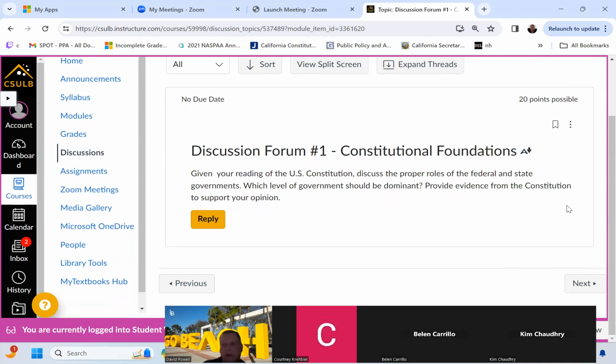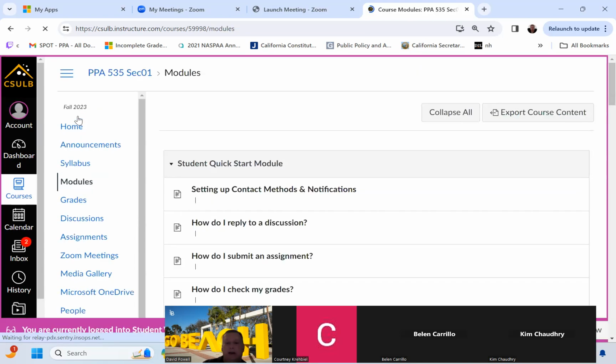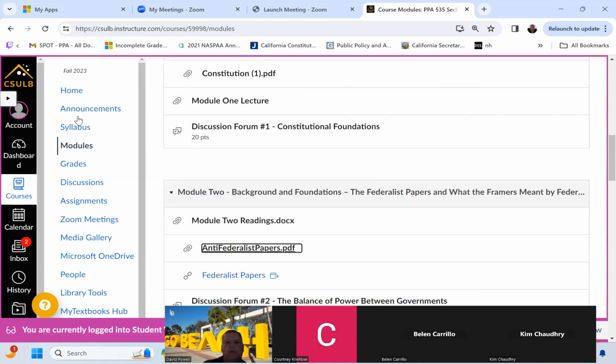So we'll talk about the Constitution on Wednesday, and then by December 12th, you will then complete this discussion board in which you are discussing the roles of national and state governments based upon your reading of the Constitution, telling me which level of government should be dominant, and give me evidence from the Constitution to support your opinion. So that's your first discussion board post. And again, as always, responding to 2 classmates as well.